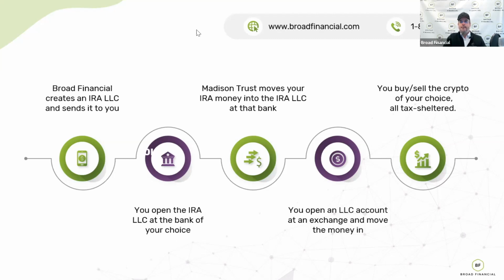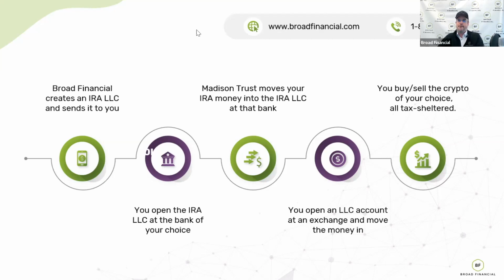Number 4, you open up an IRA LLC at an exchange and move it in there, like Kraken or Coinbase and others. You set up the LLC. You'll call us and we have some good guidance on this. But if you're familiar with these exchanges, you've probably set it up, but as a personal account. Well, we're going to show you how to set up this LLC in an institutional account. Same exchange, a different type of account, and the same interface to buy and sell the crypto, but it's in an LLC inside an institutional account.